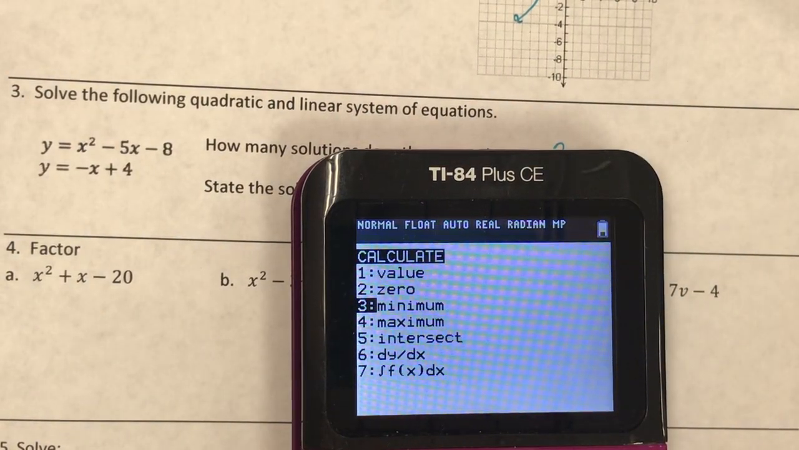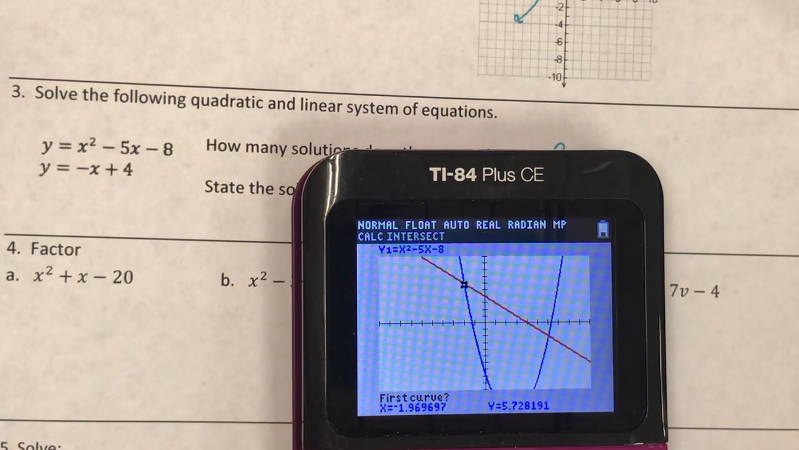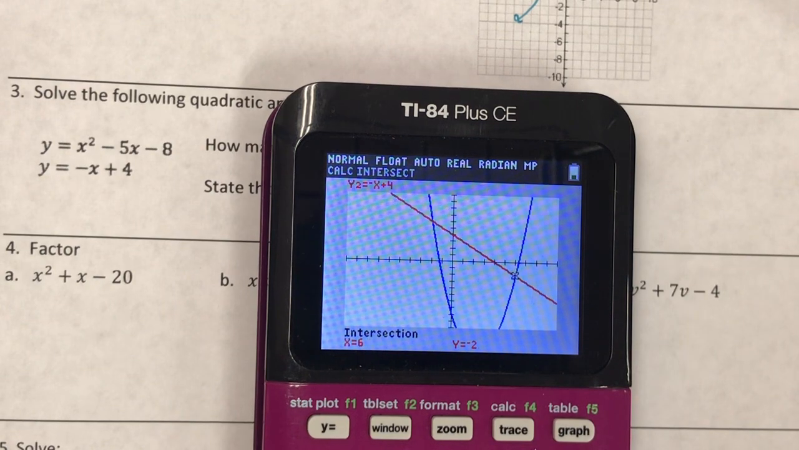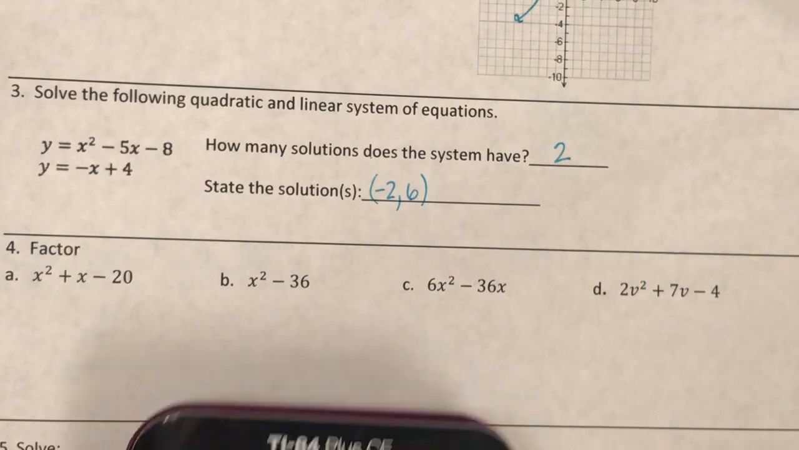Second trace 5. To find the second point, I've got to move the cursor so that it's closer to the other intersection point and hit enter 3 times. And I get 6, negative 2.